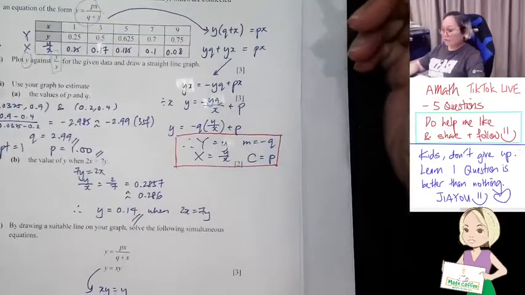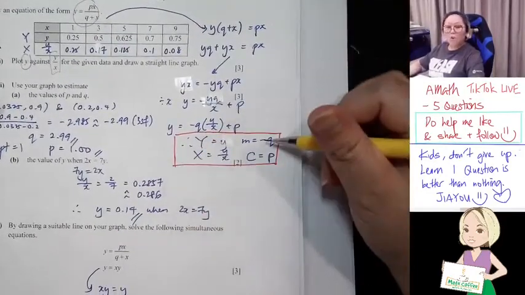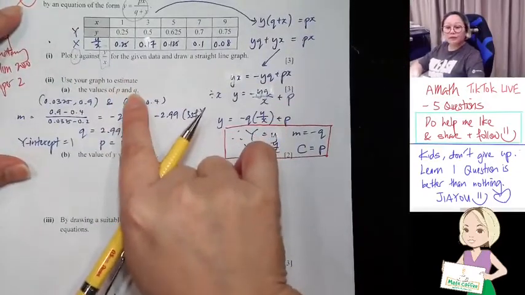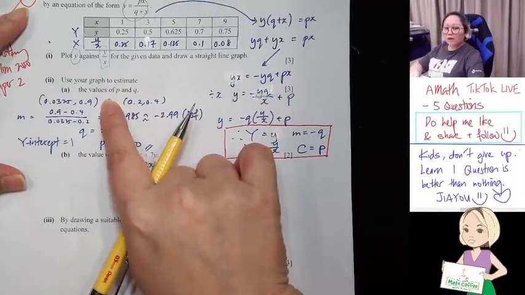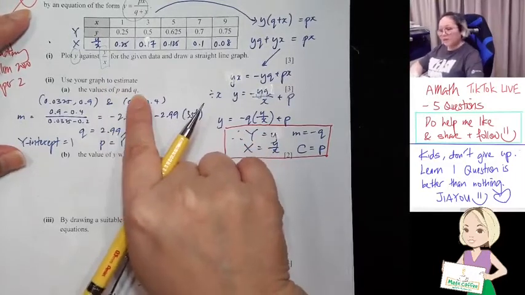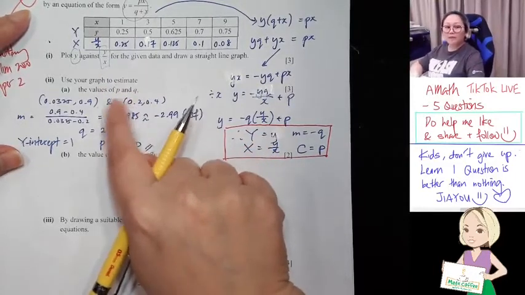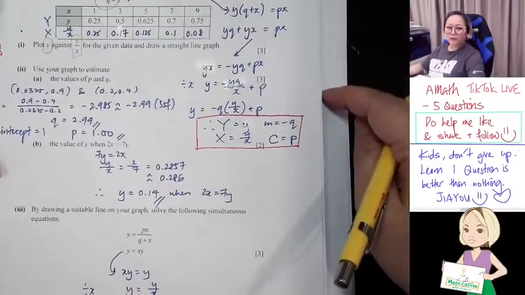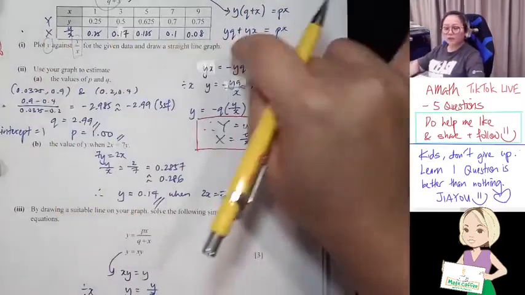I always ask my students to make sure that they write this. Why? Because whenever they ask you to use your graph to estimate the 2 alphabets, it is not straight away saying my gradient is P, my intercept is Q. No, please. Sometimes it's more than that. In fact, in O-level, they definitely will not say P is just a gradient, Q is just a y-intercept.